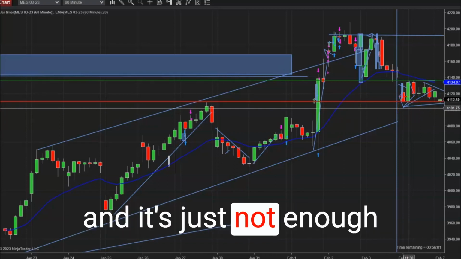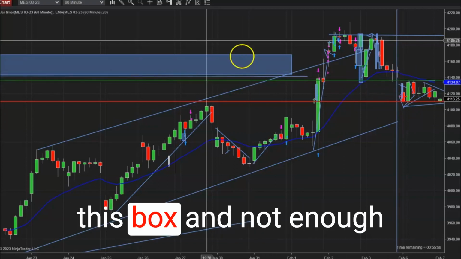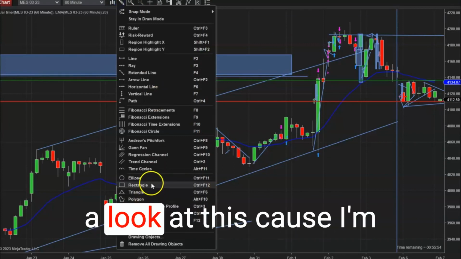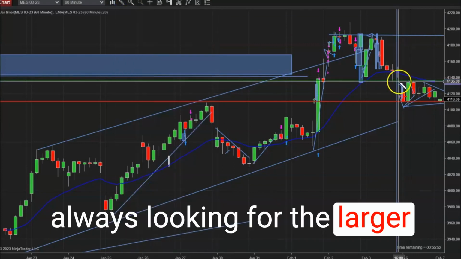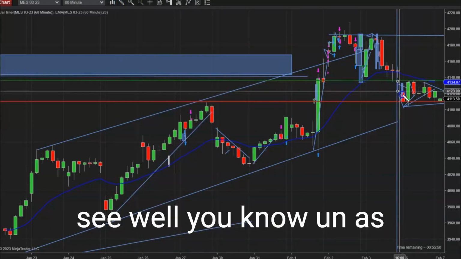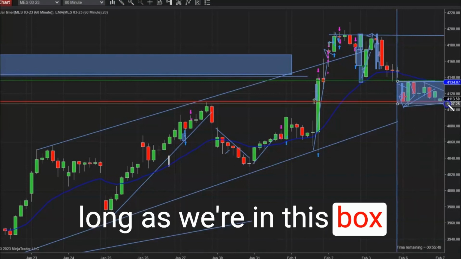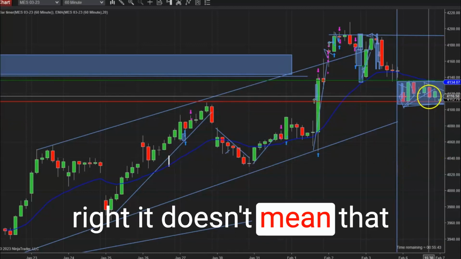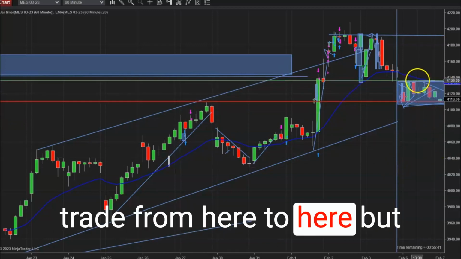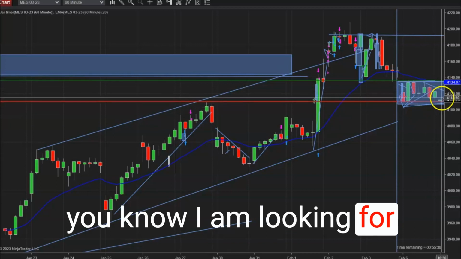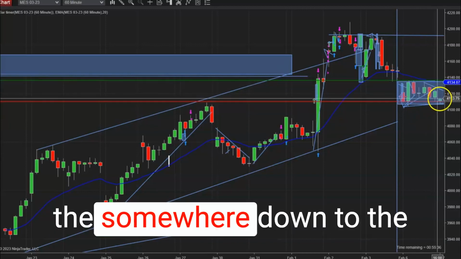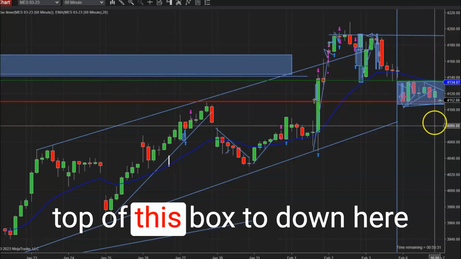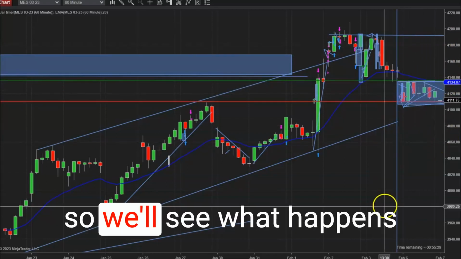It's just not enough energy to push it out of this box and not enough energy to push it below the box. So I always like to take a look at this because I'm always looking for the larger swing moves. As long as we're in this trading range, it doesn't mean that we can't trade. We can trade from here to here, but I am looking for larger moves, maybe from the bottom of this box to the top, or from the top of this box down here. So we'll see what happens.